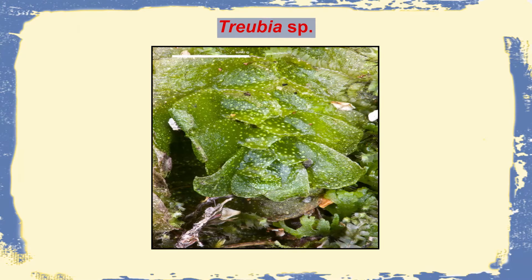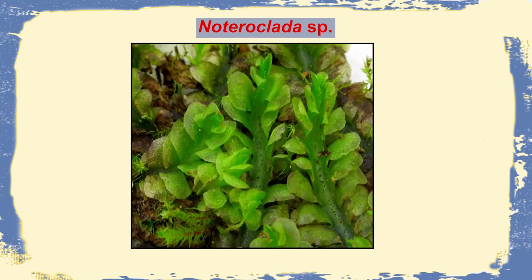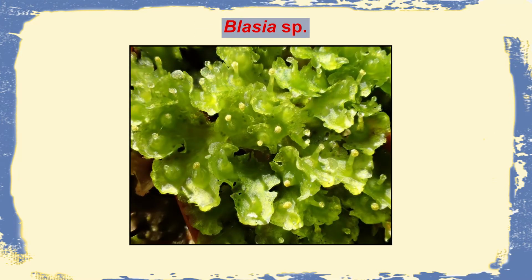As here we can see in the Treubia, it usually consists of 2 rows of leaves and 2 rows of dorsal scales. In Noteroclada, there is presence of lobe-like structures and the lobes are usually semicircular in nature. Whereas in case of Blasia, the entire plant has wing-like structures and it gives a leafy appearance.